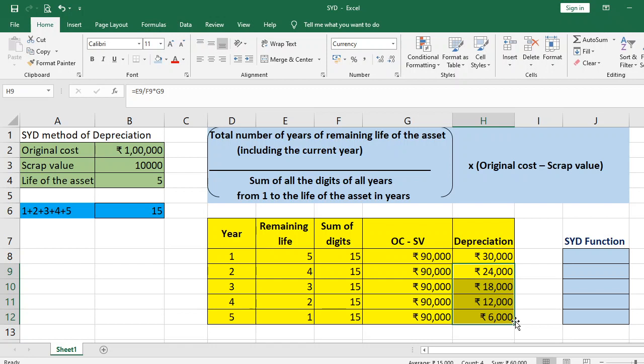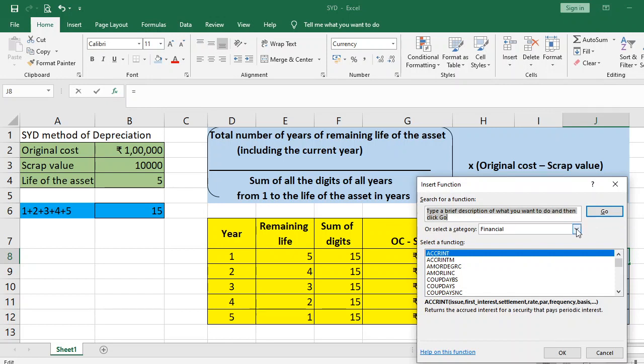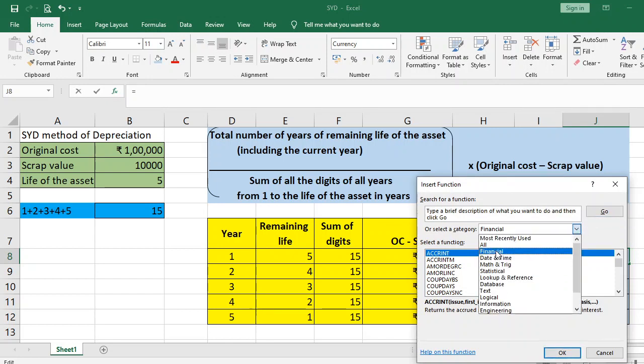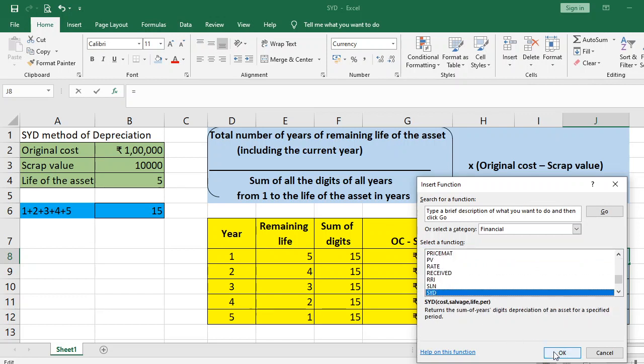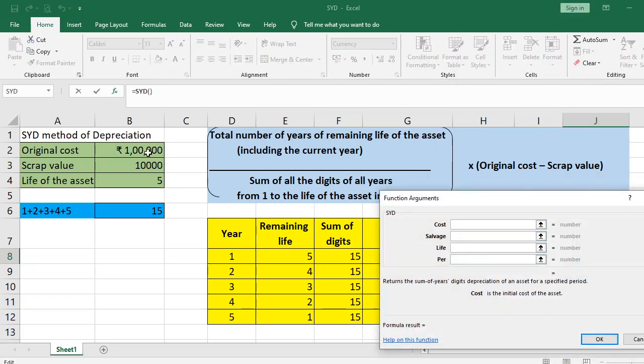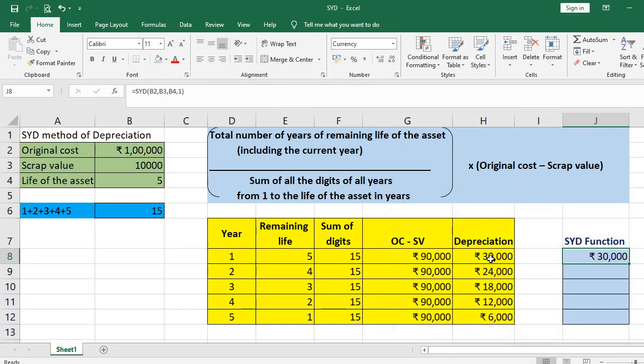Now let us find out how it can be determined using SYD function. Let me do it for the first year here. First you choose this fx insert function. There we have various functions of which we have to choose the financial. There you choose SYD. Cost, this is the cost, B2. Salvage, B3. Life, B4. Then period for which you want to determine the amount of depreciation, first year. Okay, we get the amount 30,000.